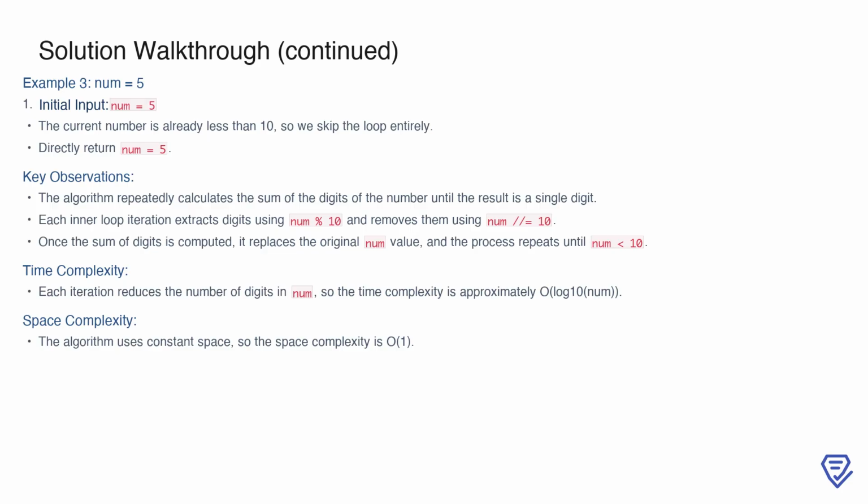From these examples, we can observe that the algorithm works by repeatedly calculating the sum of the digits of the input number until the result is a single digit. This is achieved by extracting digits with the modulus operator, number % 10, and removing them using integer division, number //= 10. Once the sum of digits is computed, it replaces the original number, and the process continues until the number is less than 10.